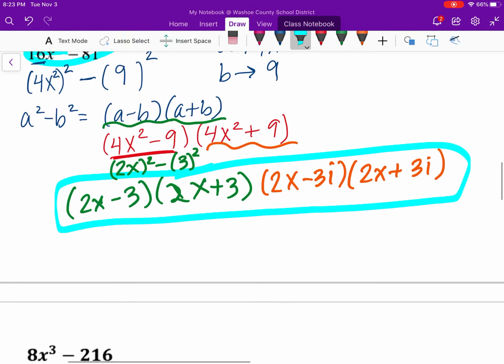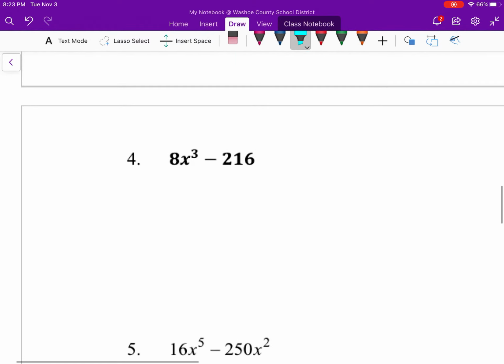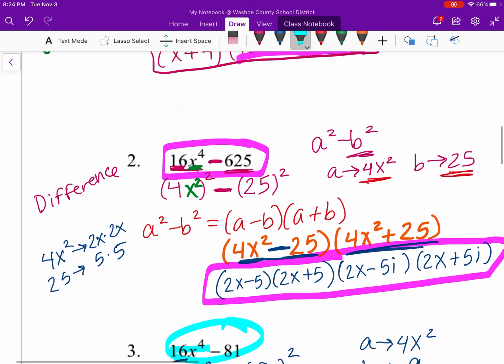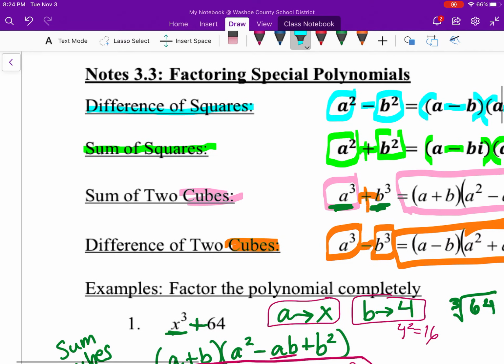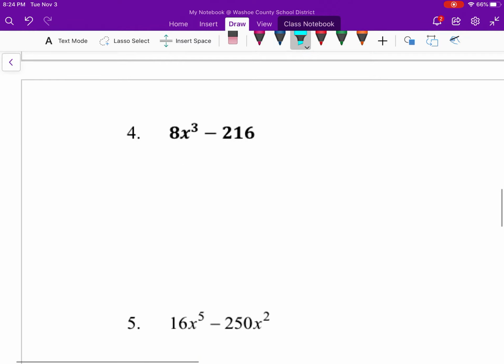All right, let's go on to the back side. Okay, so here we have 8x cubed minus 216. Now it's cubes, so I know I'm going to be using either sum of cubes or difference of cubes. And in this case, it's a difference because of that minus, okay?